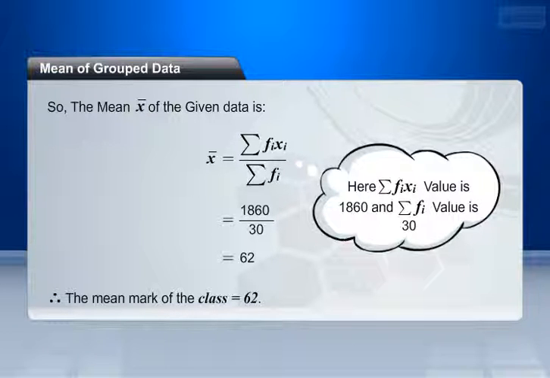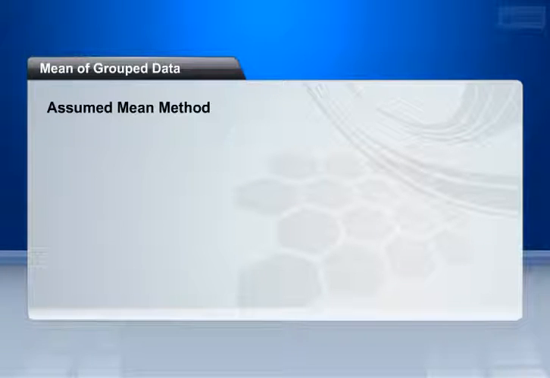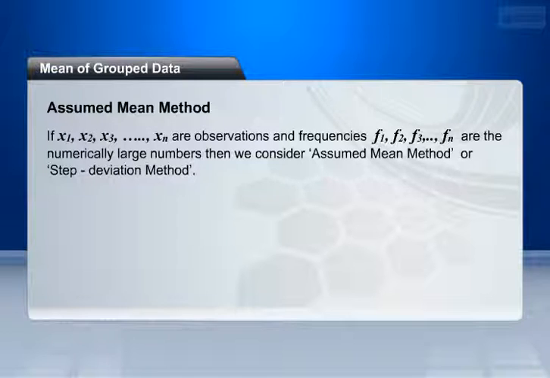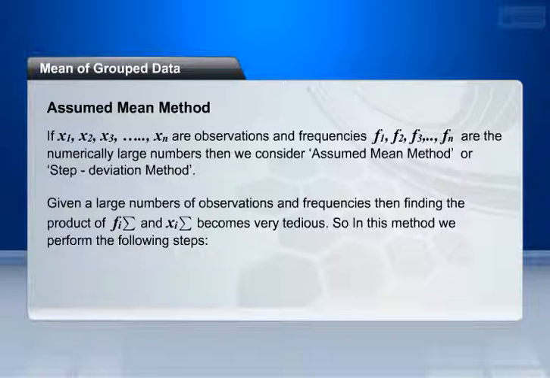Let us now learn about finding the mean using assumed mean method. Assumed mean method. If x1, x2, x3, and so on, xn are observations, and frequencies f1, f2, f3, and so on, fn are numerically large numbers, then we consider assumed mean method or step deviation method. Given a large number of observations and frequencies, finding the product of fi and xi becomes very tedious.